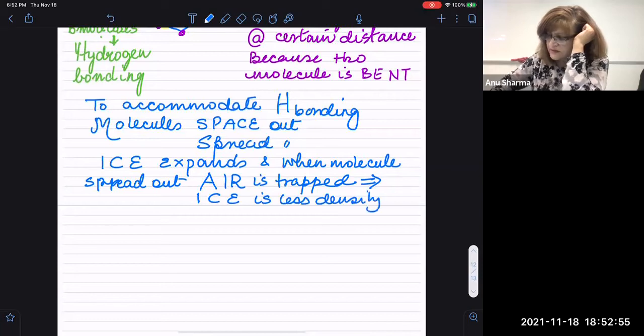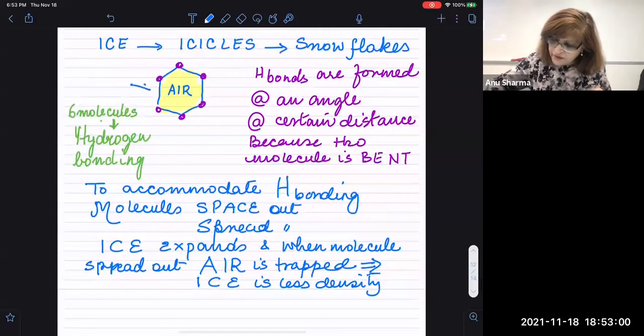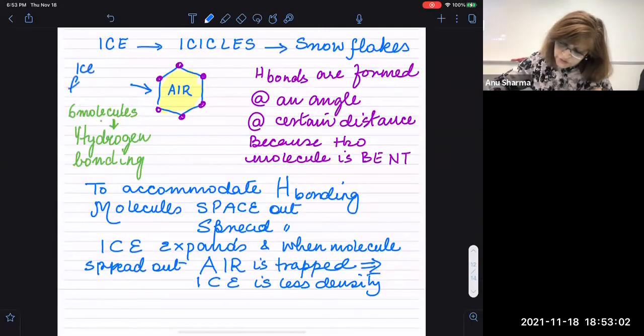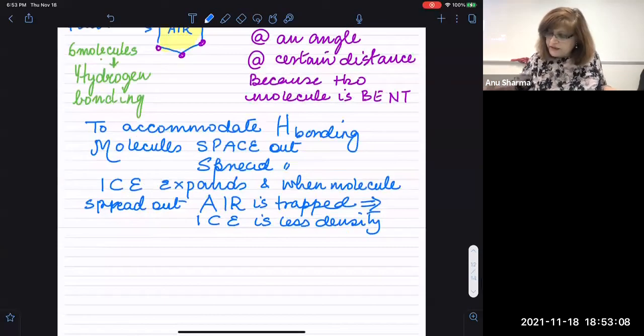Density is less. It's like it's floating. That's why it floats. Because of the air trapped inside these hydrogen-bonded molecules, the ice floats. Now the same thing applies to ammonia. Same thing applies to those things.